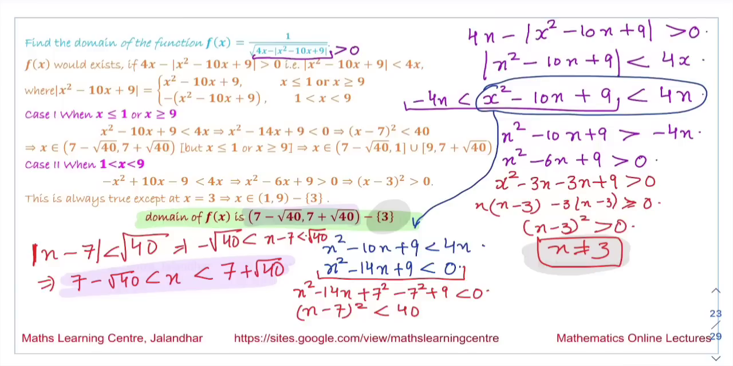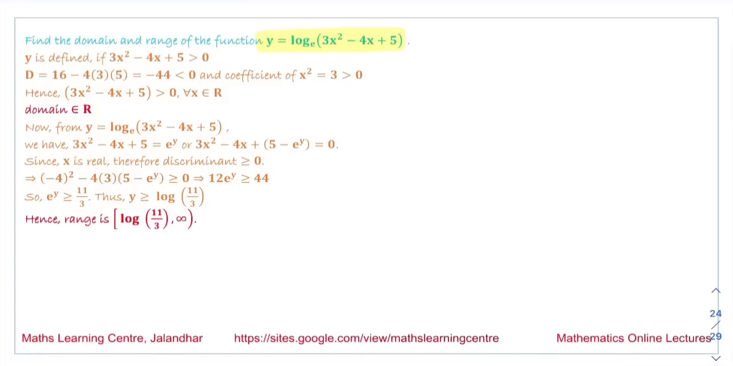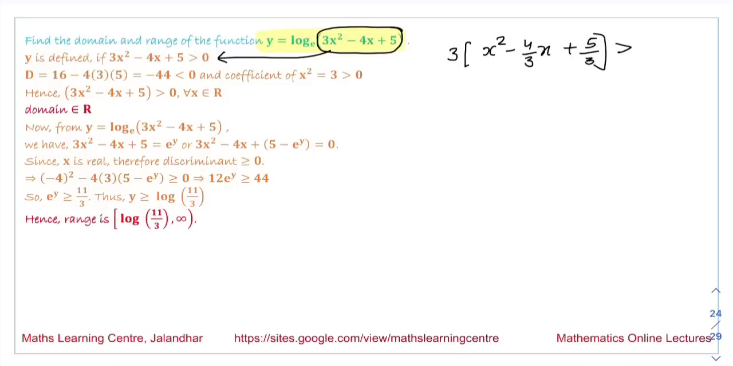Next we have is find the domain and range of the function. It is y is equal to log to the base e of 3x square minus 4x plus 5. So to find the domain, we are saying this value 3x square minus 4x plus 5 should be greater than 0. So to solve this, we are completing the whole square. Suppose we are taking 3 common. We are left with x square minus 4 by 3x plus 5 by 3. This should be greater than 0. It means this term should be greater than 0.